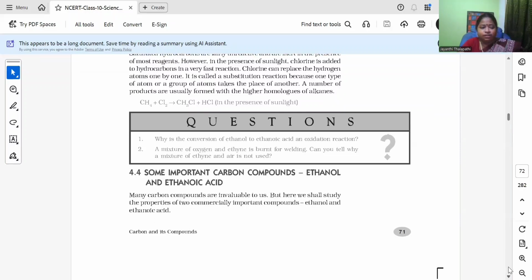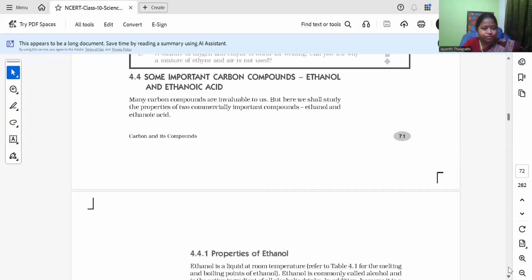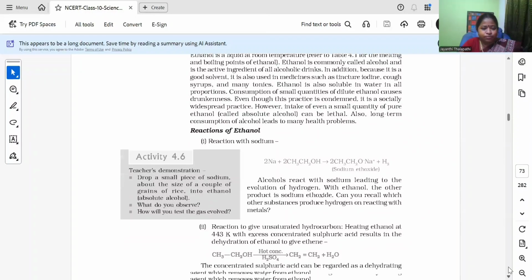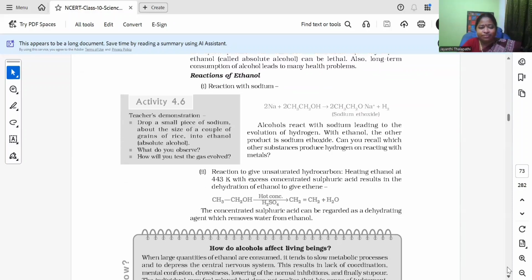Substituting the hydrogen with chlorine, right? Because chlorine displaces the hydrogen, right? Okay. So now, when it comes to properties of alcohol, alcohol behaves as an acid. Suppose in HCl, if you add Na, what will happen? So it becomes NaCl, and the hydrogen evolves, right?